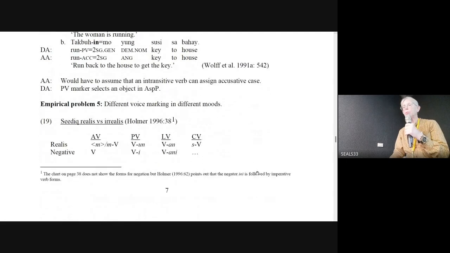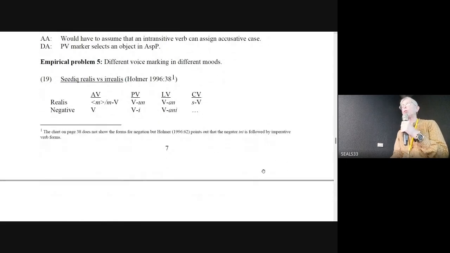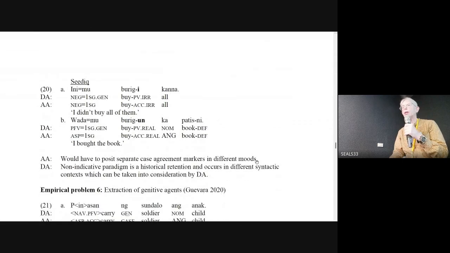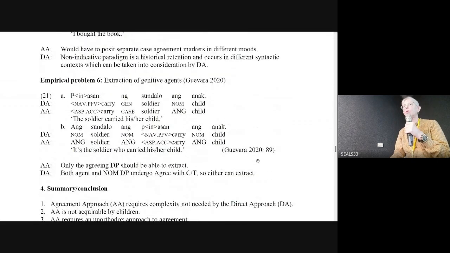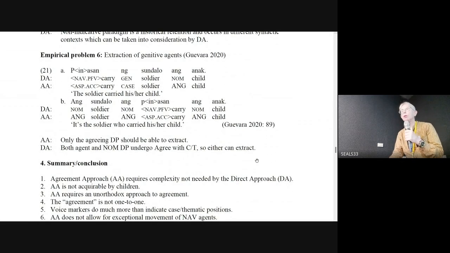And I'm going to skip over the fifth empirical question. It's not as interesting. We can look at it again later if you're interested. You have it on the handout. And skip down to the last empirical problem, which has to do with extraction. So I said earlier in the paper that typically, as we know about what people call Philippine type languages, when extraction takes place, it's usually the nominative TP that undergoes movement.